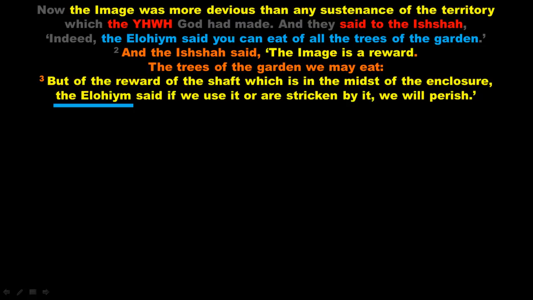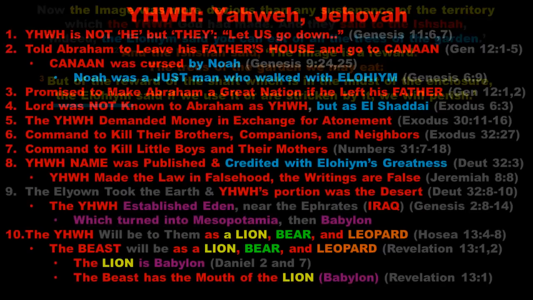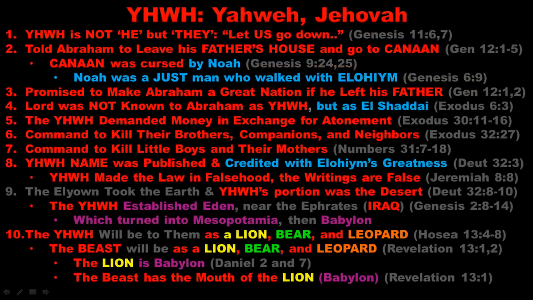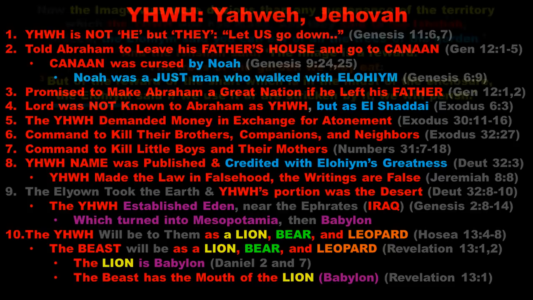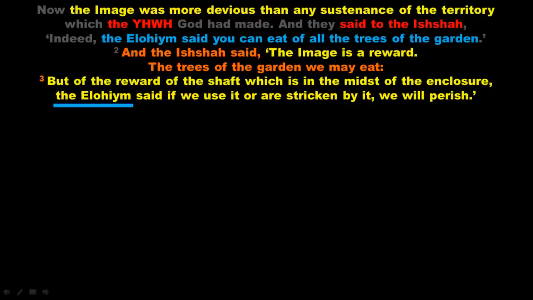So that would make sense if the Elohim and Yahweh referred to the same group, but the texts indicate they are not the same. So this discrepancy seems to be another confirmation of number 8 here, that Deuteronomy 32 and Jeremiah 8:8 warned that the scribes altered the text and lied, publishing the name Yahweh and giving Yahweh the credit for what the Elohim did. In this case, what chapter 3 says makes more sense, that it was the Elohim who told them not to use the shaft. That would be the creator.